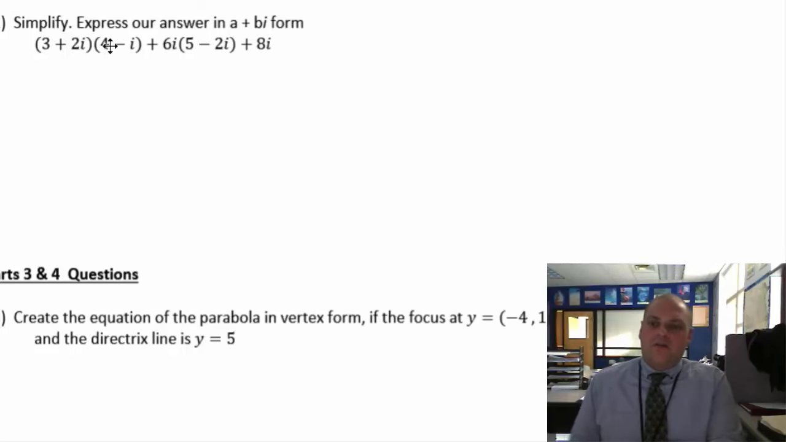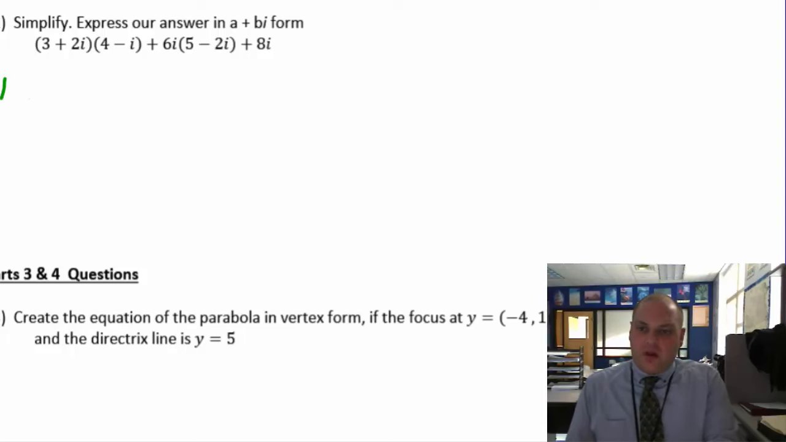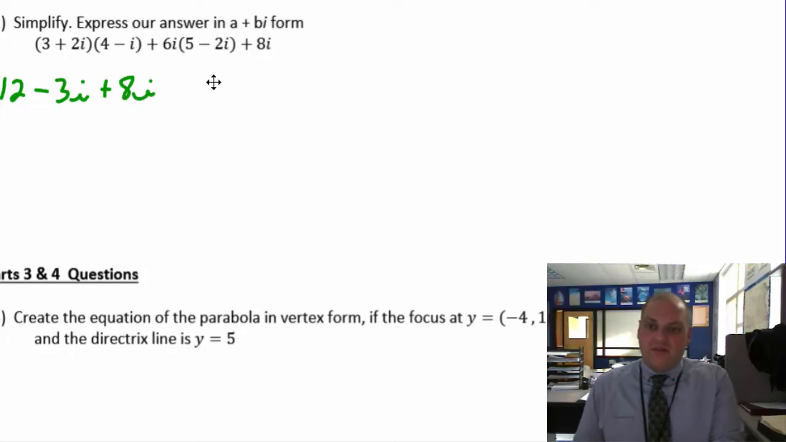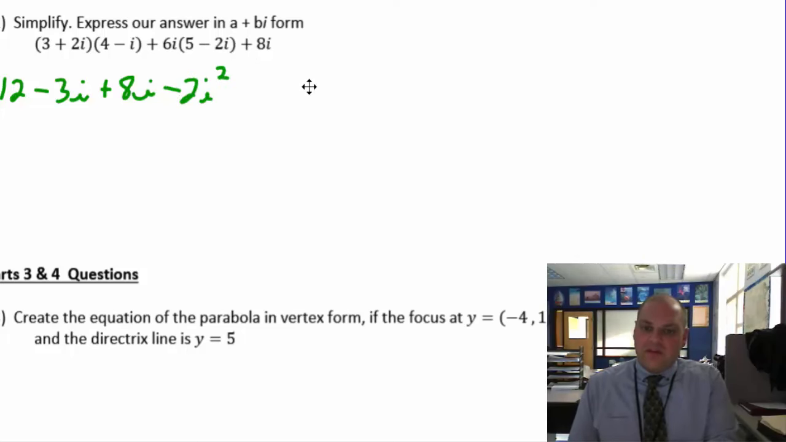Simplify. All right, so we have 3 times 4. That's going to be 12. 3 times negative i, negative 3i, plus 8i. And then 2i times negative i, negative 2i squared. And then distribute here, 30i minus 12i squared, and then plus 8i.